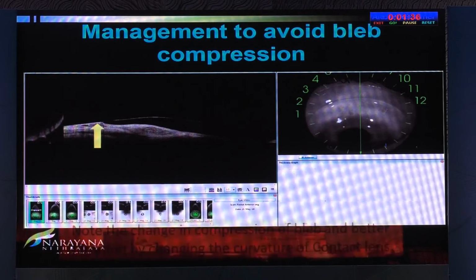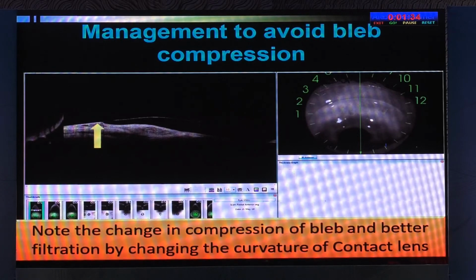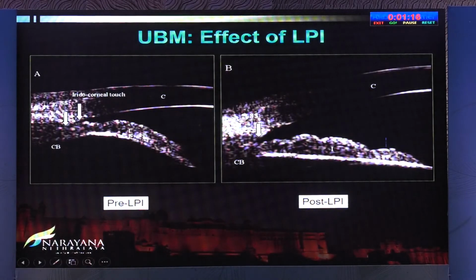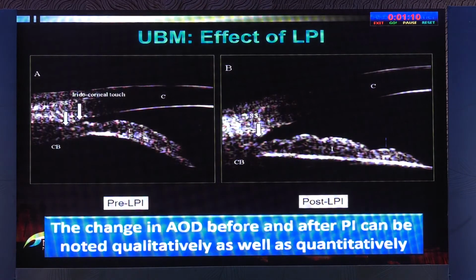So some of the things that can be really achieved by looking at this, you can even have a contact lens which has a notch so that the bleb area can be avoided for compression. So this is a good way to look at how the contact lens affects after trabeculectomy if the patient has to use it. Talking about UBM now, here again you can qualitatively and quantitatively measure the anterior angle opening distance.